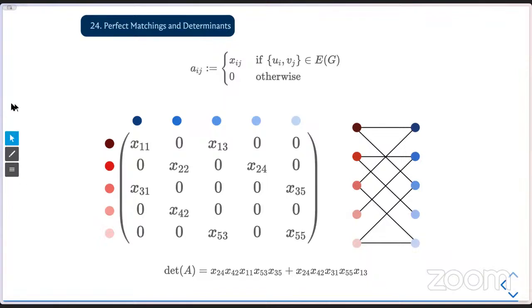Also, just to recall the product form of the determinant, the determinant of this matrix is going to be a sum over all permutations of 1 to n. And for each of those permutations, you will have to take a product, let's say with i going from 1 to n.